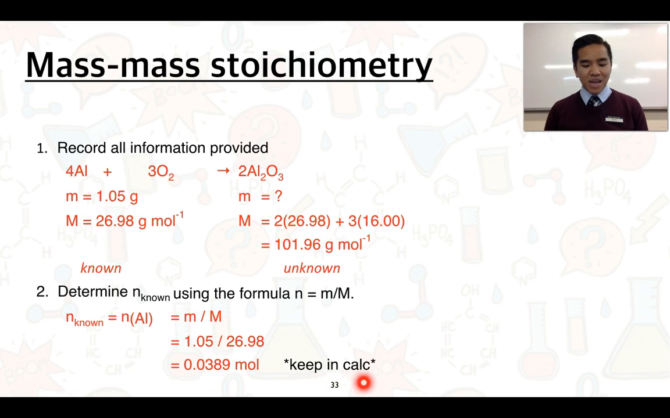I've put in some asterisks here just to keep this answer in your calculator. The most important thing that we do is ensure that this fully correct answer stays in our calculator, and we don't round off any of our answers until we get to the very end of our question. Just keep in mind, we're trying to work out the mass of aluminium oxide.